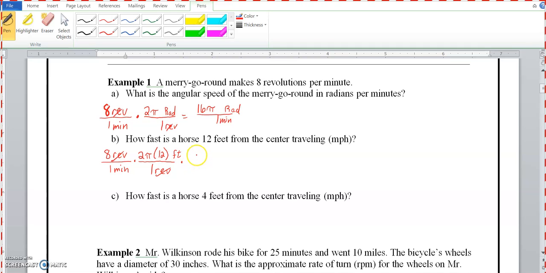So we have to have our minutes on top of our conversion factor so that the minutes cancel. But that's 60 minutes in an hour.